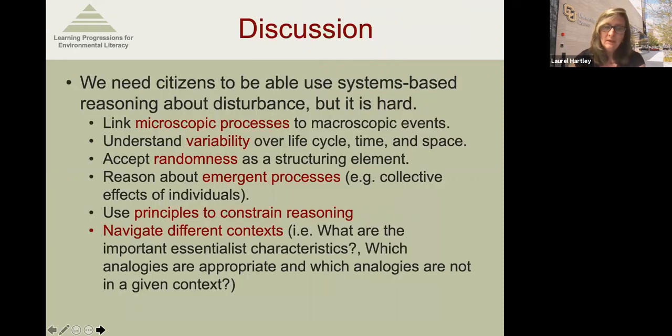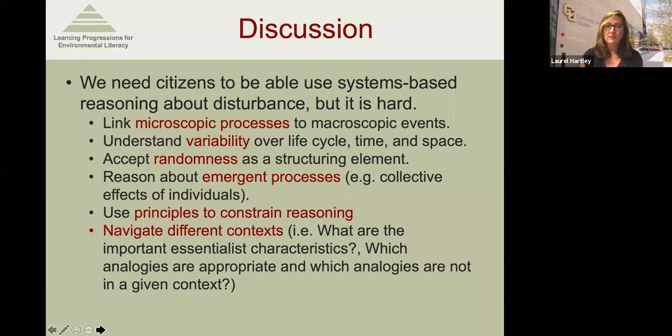So we need citizens to be able to use systems-based reasoning about disturbance because of lots of ecological disturbances that are happening globally and locally. But it's a really hard thing to do. And it's hard because we're expecting students to link microscopic processes to macroscopic events. So we want them to be able to reason across scales. We want them to see and understand variation or variability. And that variability is between organisms or within populations, over life cycles, over time, over space.